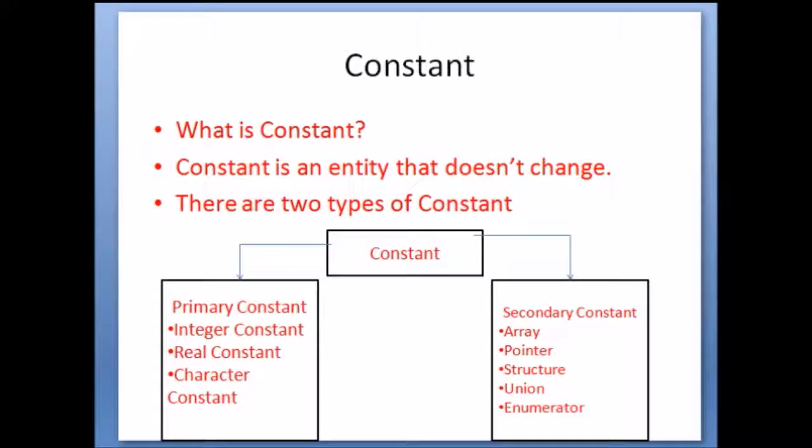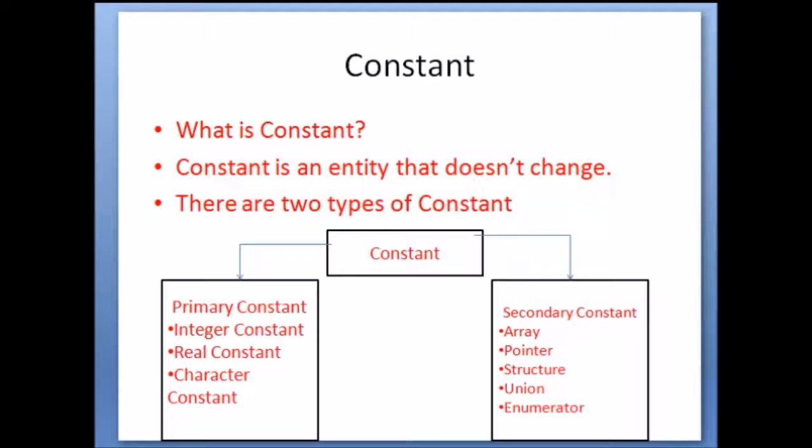You also see that term in math. It means the same here. The constant is an entity that doesn't change. Now what is entity? Entity here means data, the data value. Now the constant has two types, primary constant and secondary constant. For the time being, ignore the term secondary constant.